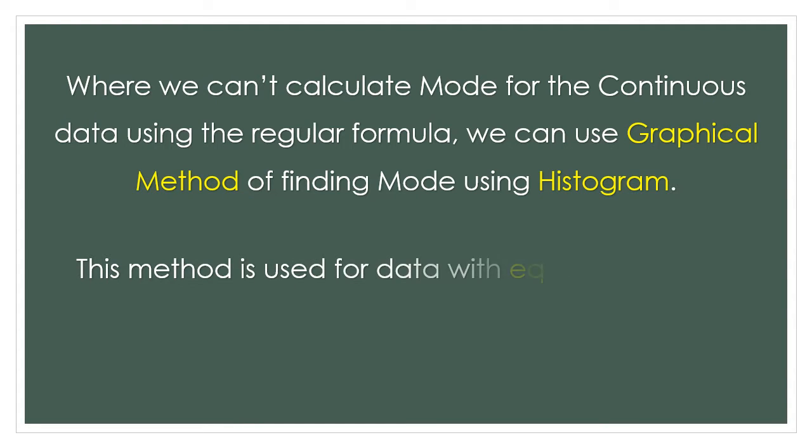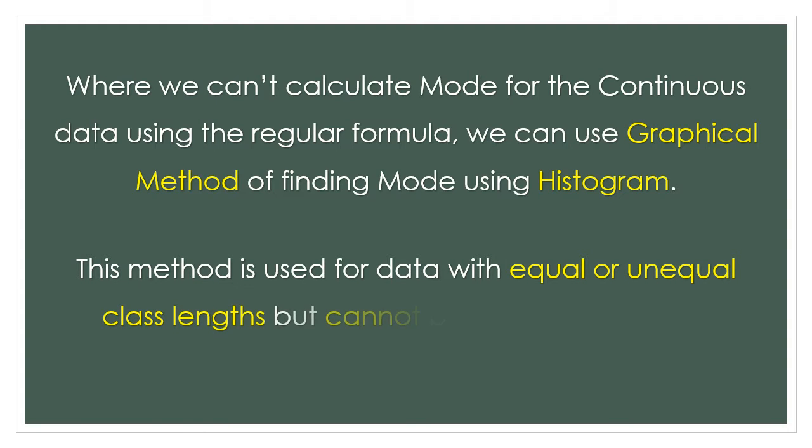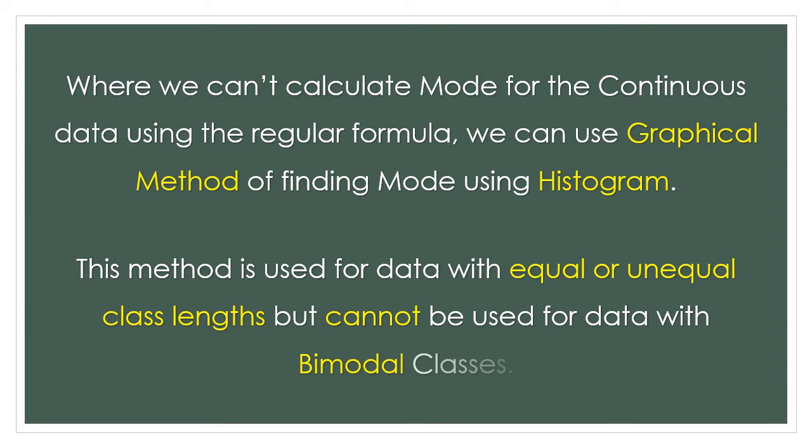This method is used for data with equal or unequal class lengths. That means whether the classes are equal or unequal doesn't matter, but we can't calculate a mode for bimodal classes. That means if a distribution is bimodal, that means it has more than one mode, then we can't use the histogram. We have to use the empirical method only. But if the classes are equal or unequal, then in those cases we can use this method to calculate mode.